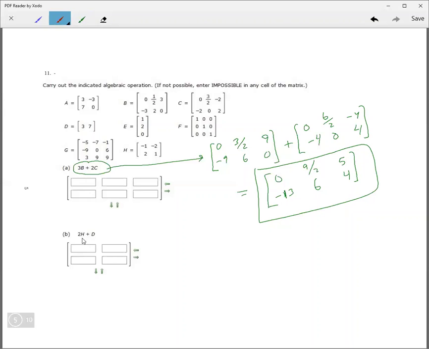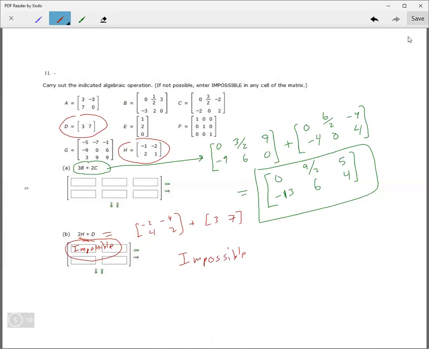And let's look at part B. So 2h plus d. Let's see. Here's h, and here's d. Okay, these are different sizes. So we could figure 2h out. That would be -2, -4, multiplying everything by 2. But these are different sizes, so that means we cannot add these together. So just put impossible. If you just write impossible in the first entry and leave all the other entries blank, then it works. You should get the right answer.